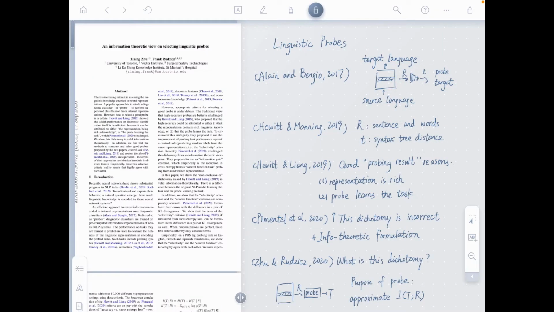Today I'm going to talk about a paper that we just got accepted to EMNLP 2020 as a short paper. The title is An Information Theoretic View on Selecting Linguistic Probes. We wrote this paper in an argumentation style, trying to contribute to a recent debate by two papers: Hewitt and Liang 2019, Best Paper Award winner at EMNLP 2019, and Pimentel et al. 2020.